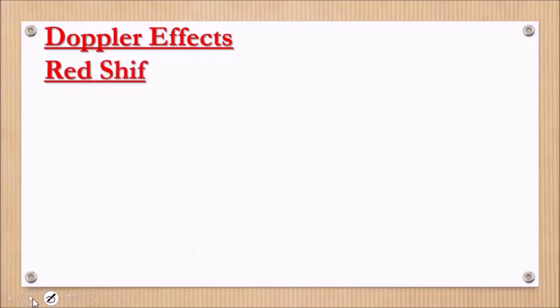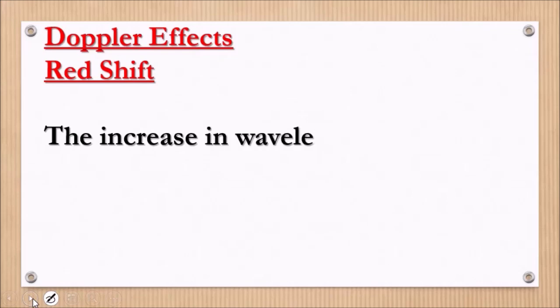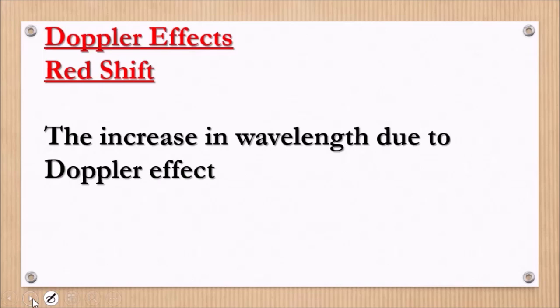Let's try to understand red shift, and we also get red shift due to the Doppler effect. The increase in wavelength due to the Doppler effect is known as red shift. Hope that there is no problem understanding this statement. There is an increase in the wavelength due to the Doppler effect, known as red shift.